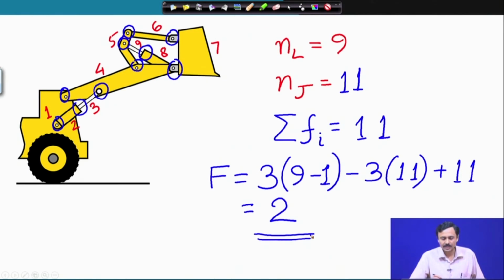We require 2 actuators to actuate these 2 degrees of freedom. Otherwise, the mechanism will not get fixed. So, because we have 2 degrees of freedom, in order to fix the configuration of this excavator, we require 2 inputs. So, these are provided by these hydraulic actuators.